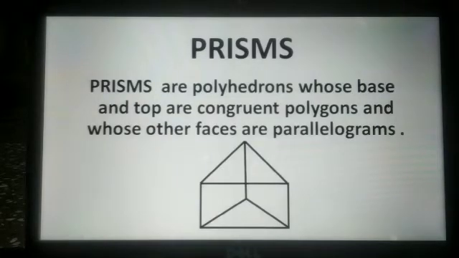Now, what is prism? Prisms are polyhedrons whose base and top are congruent polygons and whose other faces are parallelogram.